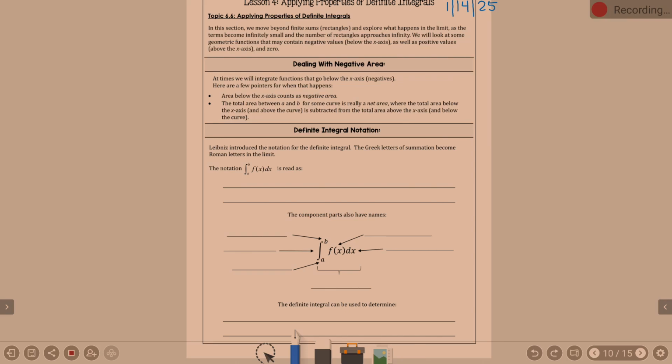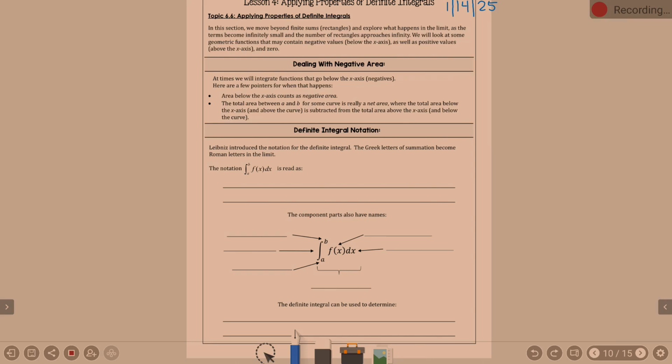We have some integral notation. You've already seen a little bit of this integral notation. When I read this notation, what you'll usually hear me say is something along the lines of the integral from a to b of f of x dx, or f of x with respect to x. That dx tells us what variable we're working with, so with respect to x.